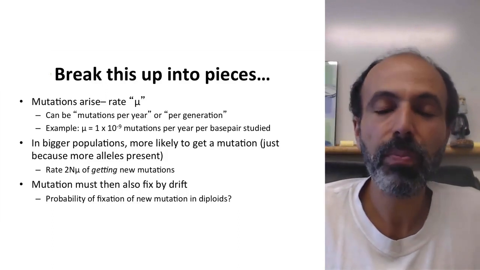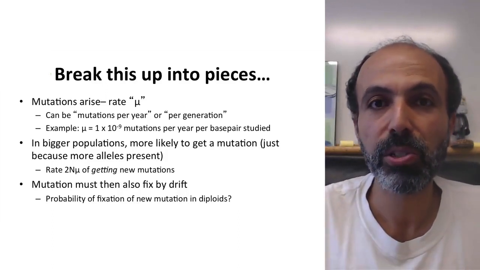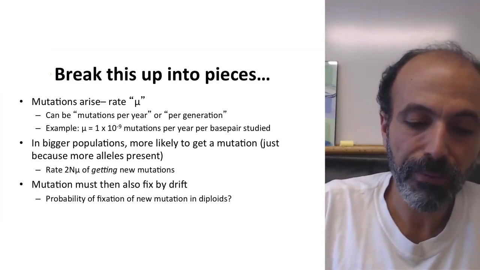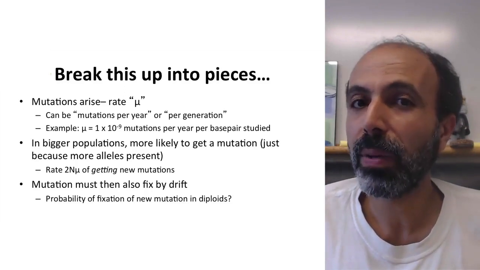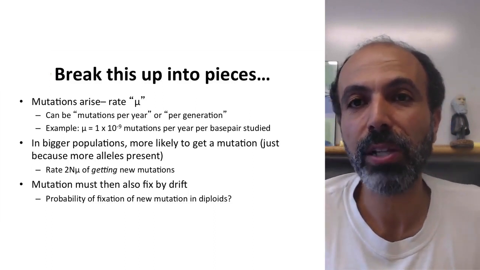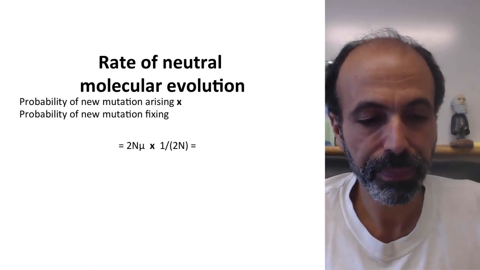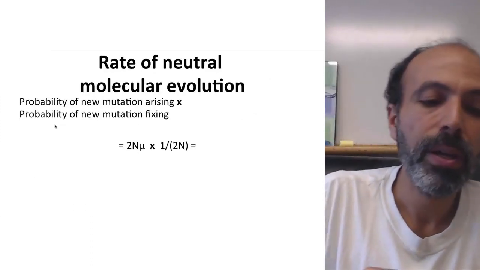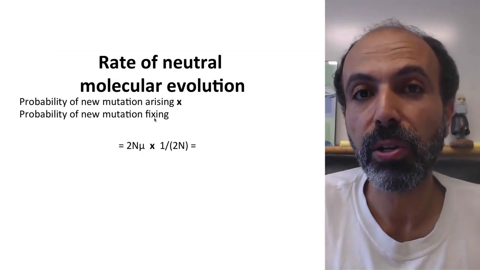Now, the mutation must also fix by genetic drift. It has to go from this rare starting frequency all the way up to 100%. So what is the probability of fixation of a new mutation in a diploid? Well, we talked about the probability of fixation of alleles by genetic drift, right? Well, let's put these two pieces together. The probability of a new mutation arising, we said, is 2n mu. The probability of a new mutation fixing will be equal to its starting frequency.